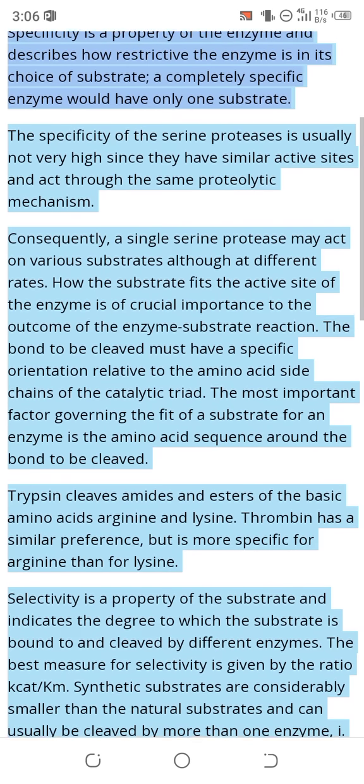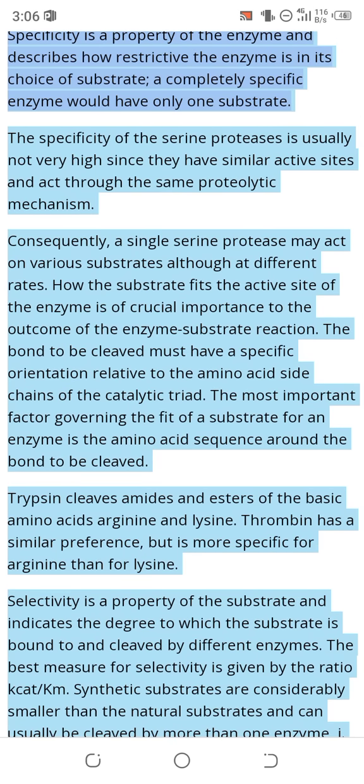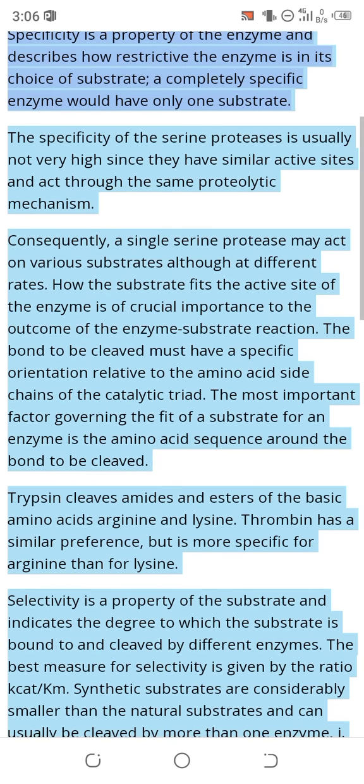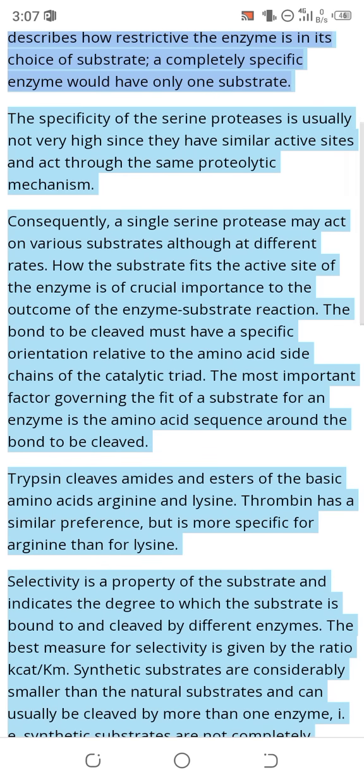The specificity of the serine proteases is usually not very high since they have similar active sites and act through the same proteolytic mechanism. Consequently, a single serine protease may act on various substrates, although at different rates.